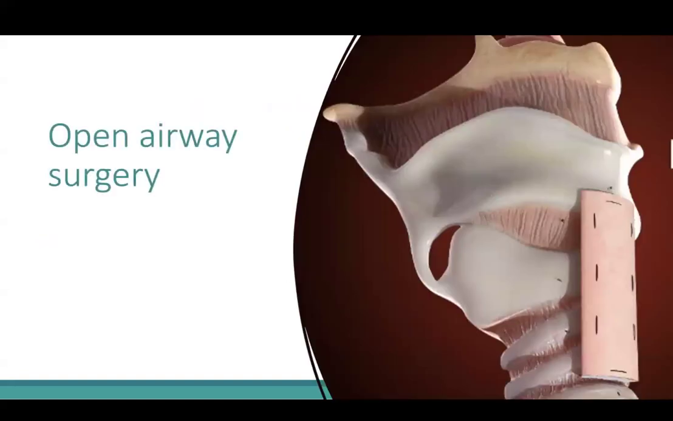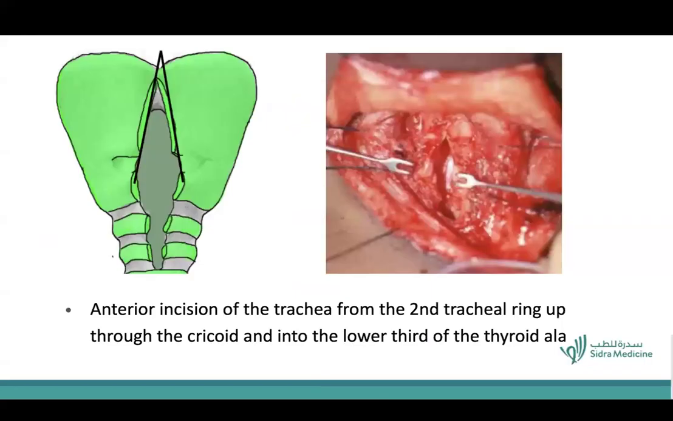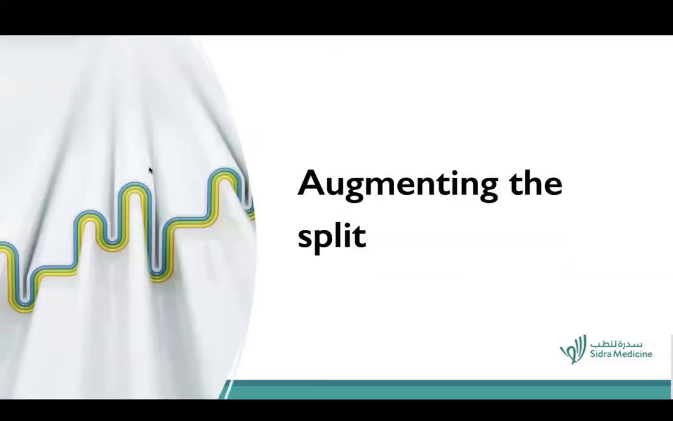And if that doesn't work, then you're thinking about open airway surgery, where you essentially split open the airway. That's why it's called open airway surgery. You would typically split the subglottic area and the lower part of the thyroid alar cartilage, and then you consider augmenting the split. So in the 1980s, when this procedure was invented, they would only split the airway and then leave the patient intubated. And the success rate was about 50-50.